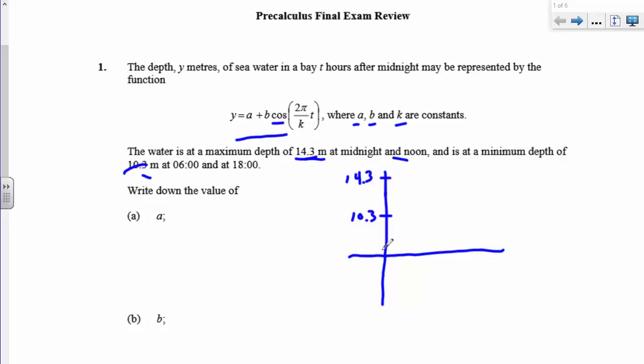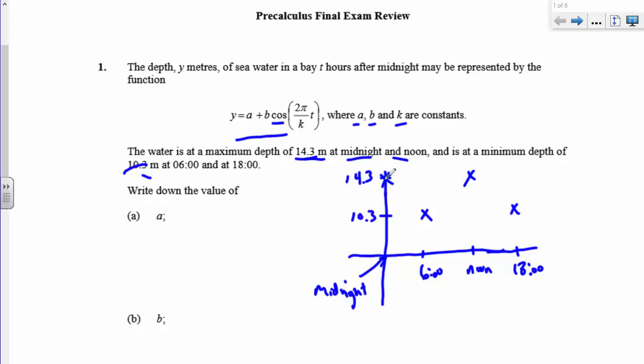So we're going to make this your midnight right here. And then we're going to go to 6, and then we're going to go to noon, and then we're going to go to 6 p.m., also called 1800 hours in military time. So it's going to have a maximum depth at 14.3 at midnight and noon. So right here, we're already at midnight, and at noon we're going to hit the maximum again. We're going to have the minimum depth at 6 and at 18. That's what it says. So the minimum is at 10.3, so we're going to be right here and right here.